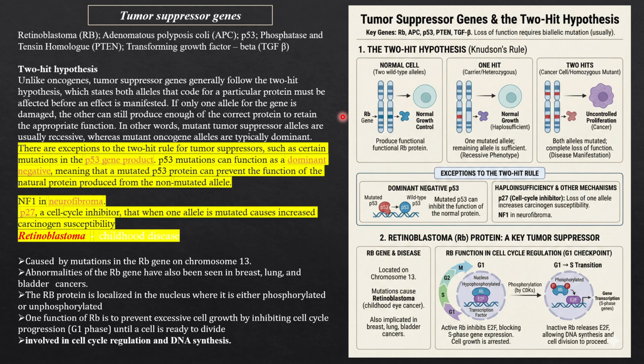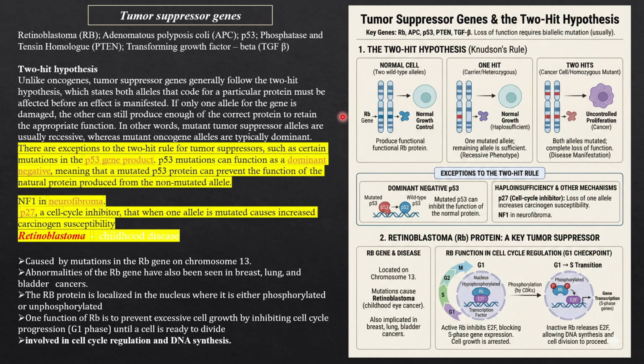In some cases, such as dominant negative mutations in p53, a single mutated protein can interfere with the function of the normal protein, whereas in other situations, such as haploinsufficiency, the loss of just one allele may be enough to disrupt the normal function, and this can be seen in genes like p27 or NF1.